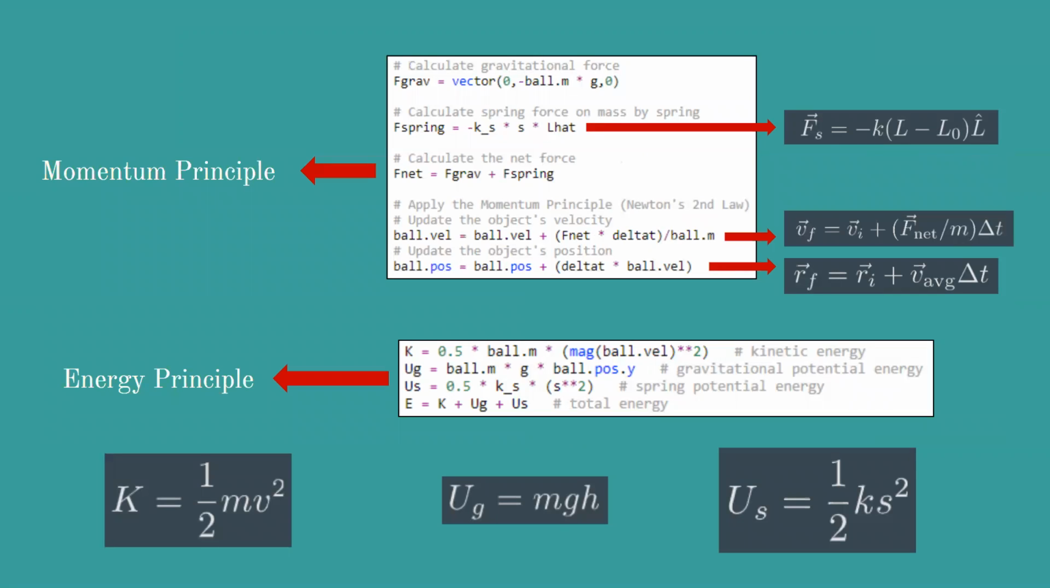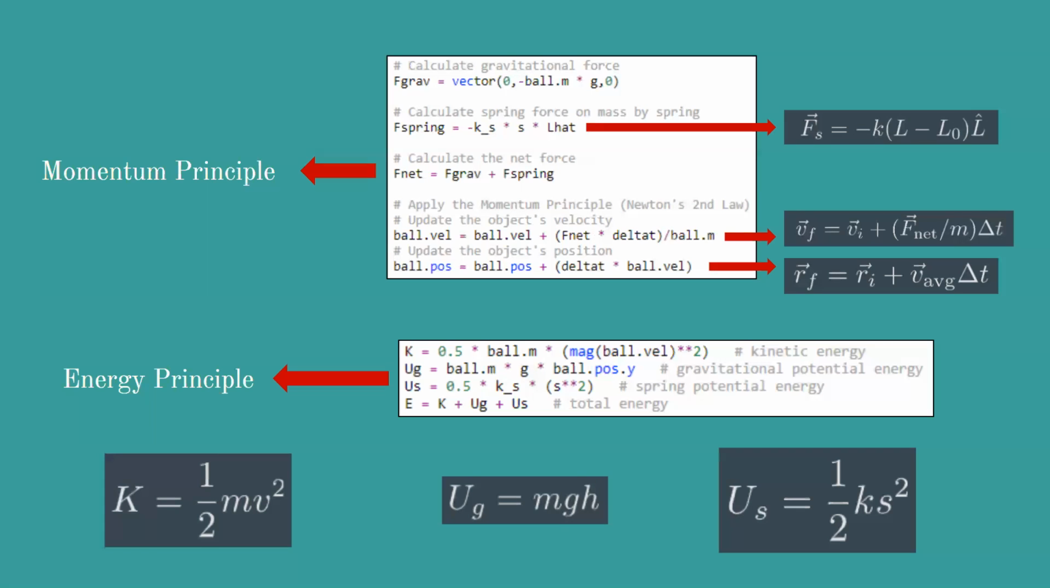In the segment of the code above, we implement the momentum principle to update the position of the object. In this model, we're assuming that there are only two forces acting on the object, the gravitational force and the spring force. We use the momentum principle to model this scenario because it provides us with a convenient way of updating the position of the object.